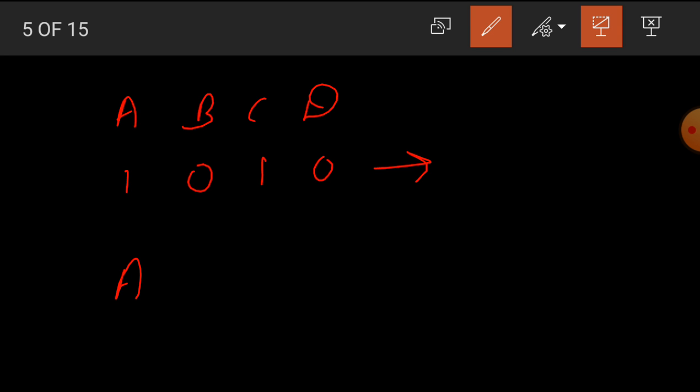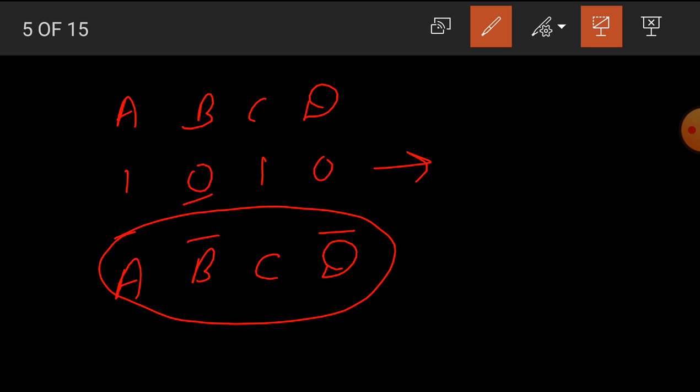For example, let's see once again A, B, C, and D. These are the four literals, and A has the value 1, B has 0, C has 1, and D has 0. We can write the min terms of these combinations such as if A has the value 1, then we write A. B has the value 0, hence we write here B bar. C has the value 1, hence we write C. D has the value 0, hence we write D bar. Hence we get the min term A, B bar, C, D bar.